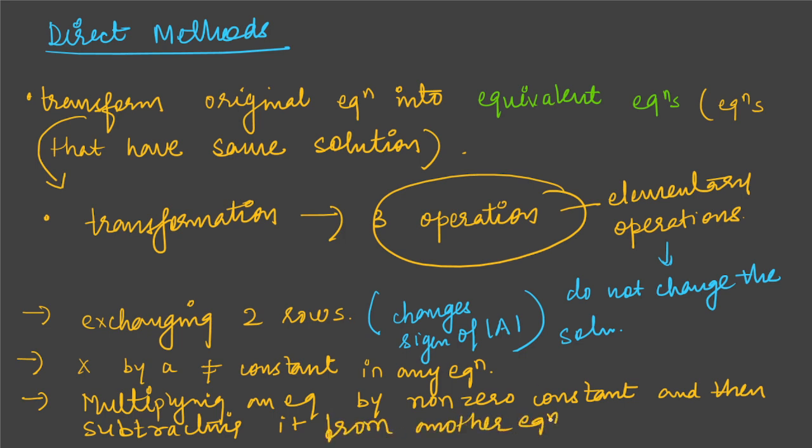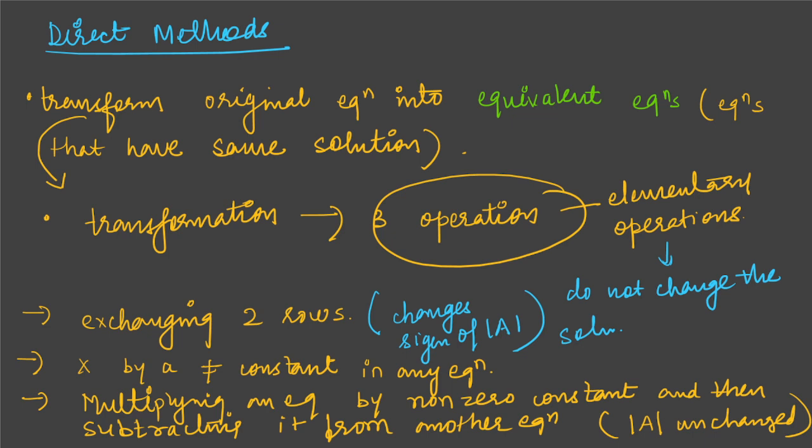And in this case, the determinant of the matrix A is unchanged. All right. So I hope now you have understood the direct methods. Simply, they transform the original equations into equivalent equations. And what are equivalent equations? It is also a very good topic to be discussed, but right now it's not needed. So I've just told you what it simply means: equations that have the same solution as the original equations.